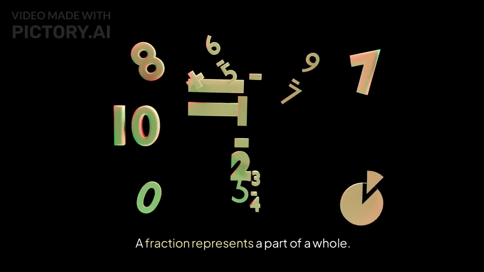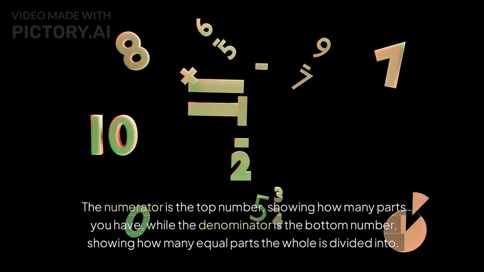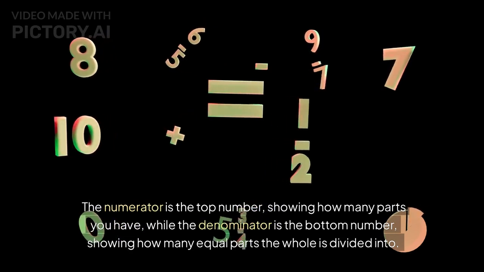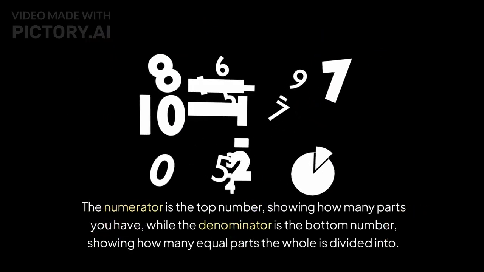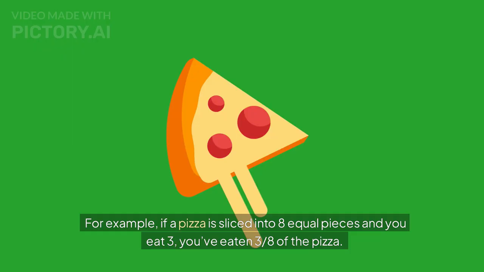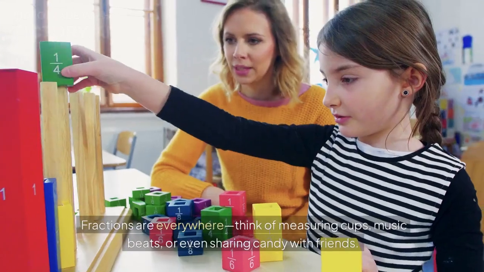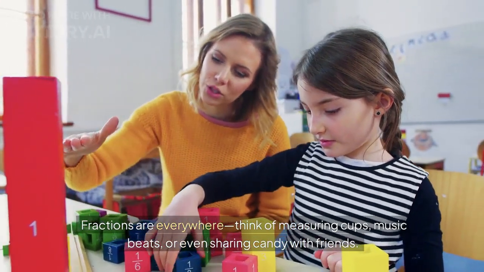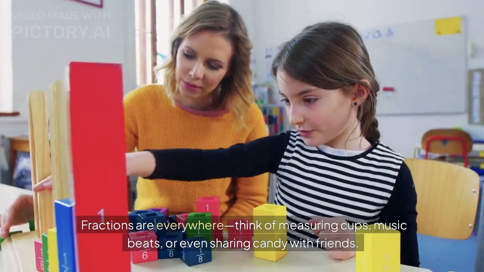A fraction represents a part of a whole. The numerator is the top number, showing how many parts you have, while the denominator is the bottom number, showing how many equal parts the whole is divided into. For example, if a pizza is sliced into 8 equal pieces and you eat 3, you've eaten 3/8 of the pizza. Fractions are everywhere. Think of measuring cups, music beats, or even sharing candy with friends.